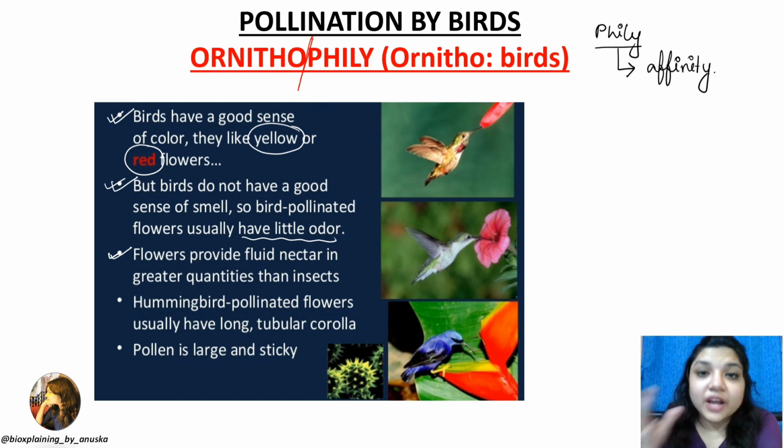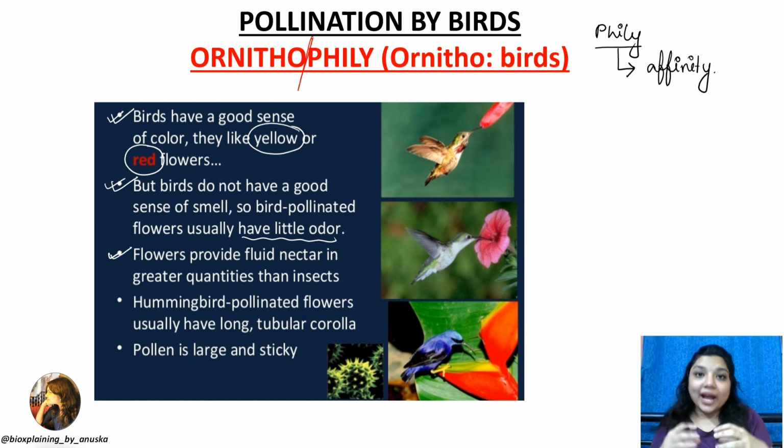So that is why flowers that are pollinated by birds produce nectar in quite great quantity as compared to flowers which are pollinated by other small insects. Okay, then for an example, we have flowers that are pollinated by hummingbirds. Their corolla, that is the petals, are very long and tubular, so that the hummingbird can come, extend its beak into the flower and take the nectar, in turn pollinating the flower. Plus the pollens are sticky and large.